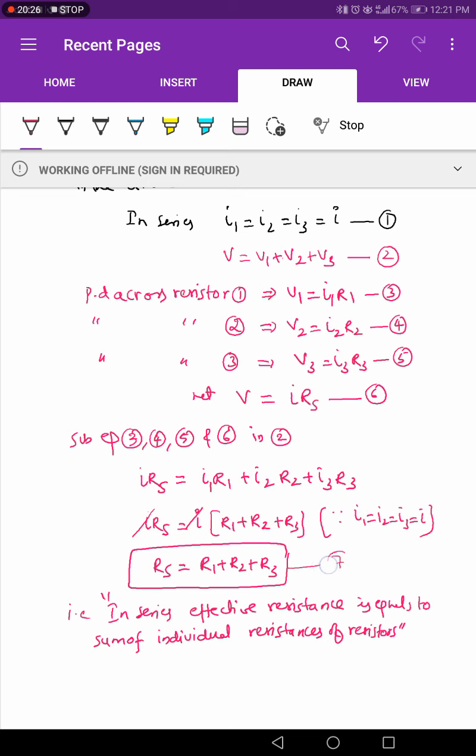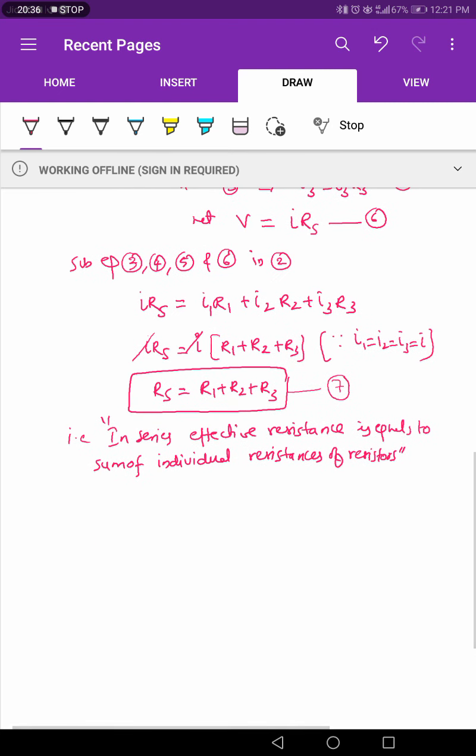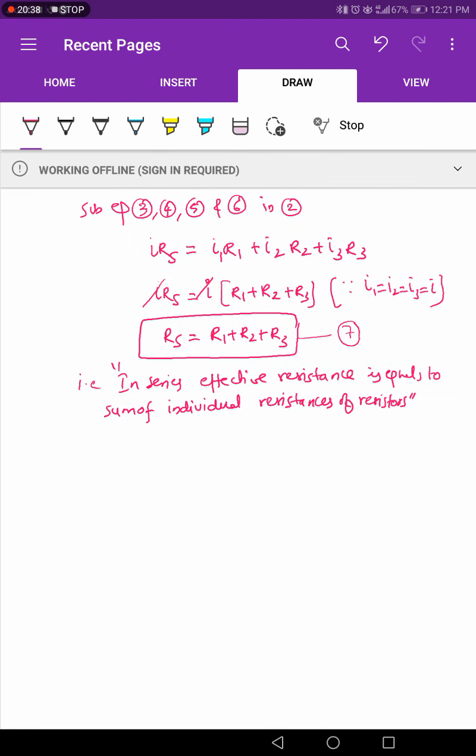That means in series combination, the effective resistance will be more than any resistance in the circuit. Okay? Sir, if n number of resistors are connected, write down.